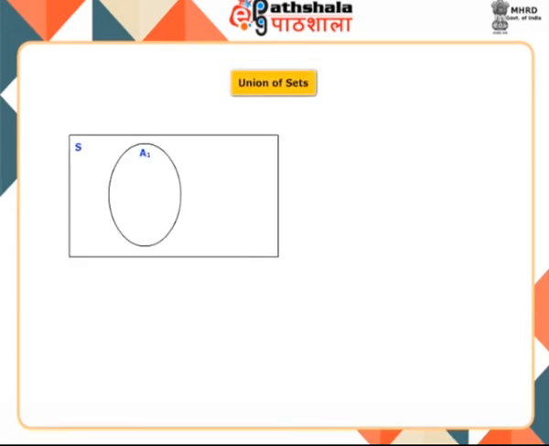If A1 and A2 are two sets defined in space S, then the union of A1 and A2 is defined to be the set that contains all the elements that belong to A1 alone or A2 alone or both. In other words, the union of sets includes all the elements that belong to at least one of the sets. The union of sets A1 and A2 is denoted by A1 union A2, and it is depicted in the following Venn diagram. In the figure, the shaded area is the union of sets A1 and A2.